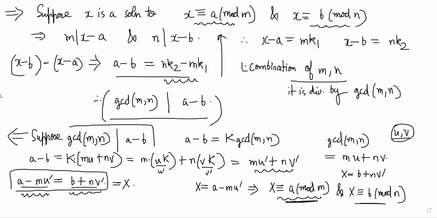Okay. So the next part of the proof was the second claim, that the solution is unique modulo LCM of m and n, right? Correct. So suppose x1 and x2 are two solutions. We are going to prove uniqueness by saying that they will be congruent to each other modulo the LCM.